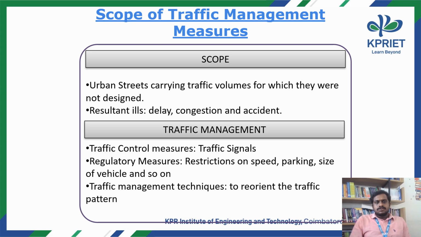So, scope of traffic management. The scope of the traffic management system is urban streets carrying traffic volume for which they were not designed. So this is the main problem. The results are delay and congestion, which lead to accidents. So how are we going to control the above said problems? Through traffic management techniques, a few traffic controls and some regulatory measures, which is called traffic system management.